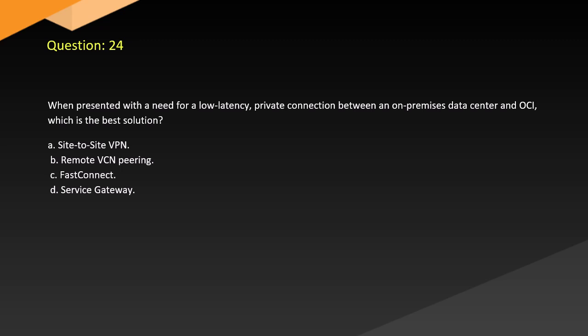Question 24. When presented with a need for a low-latency private connection between an on-premises data center and OCI, which is the best solution? A. Site-to-site VPN. B. Remote VCN peering. C. FastConnect. D. Service Gateway.